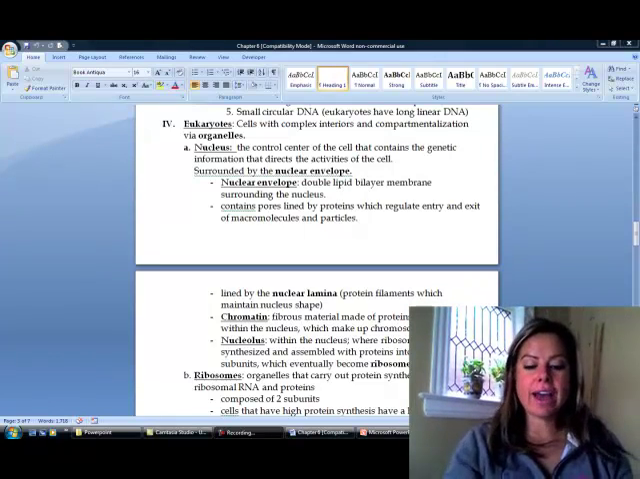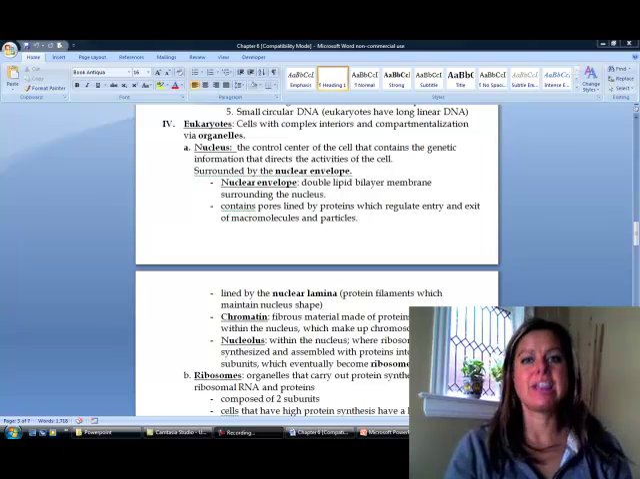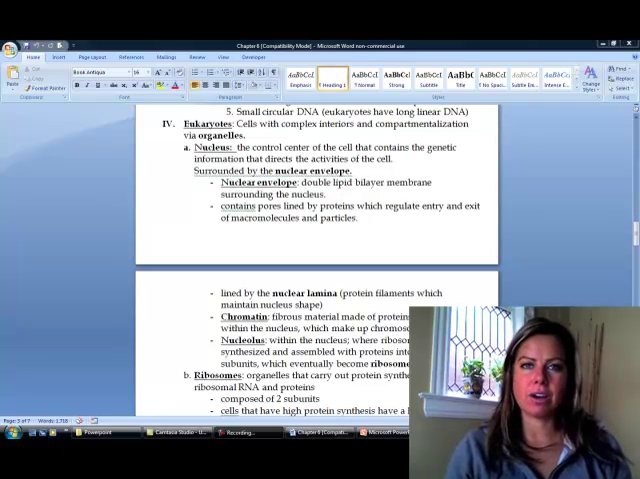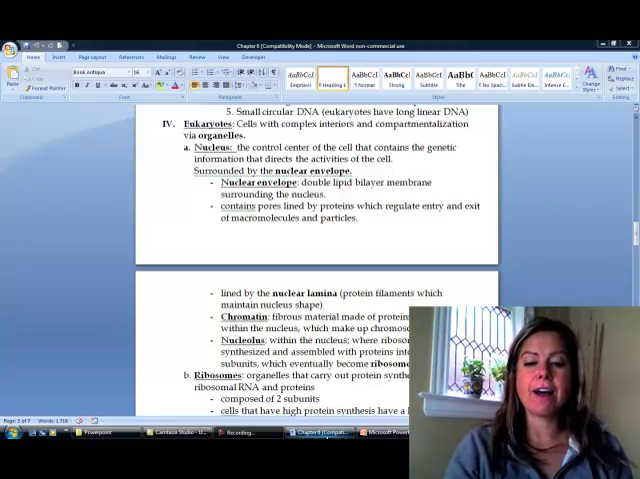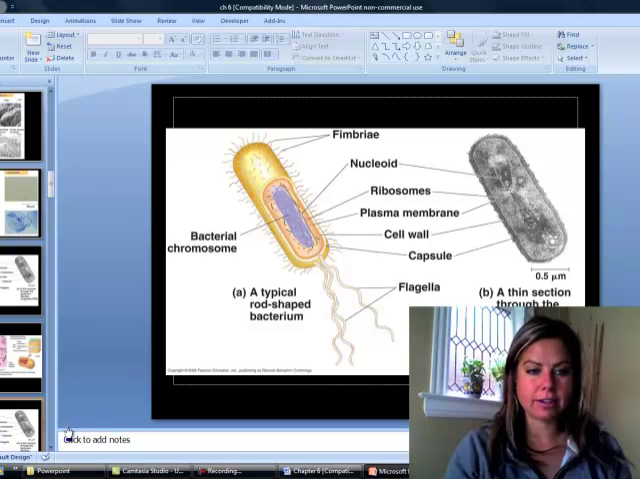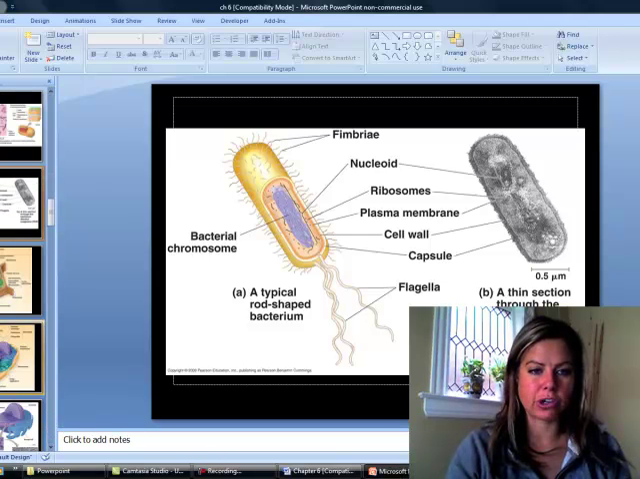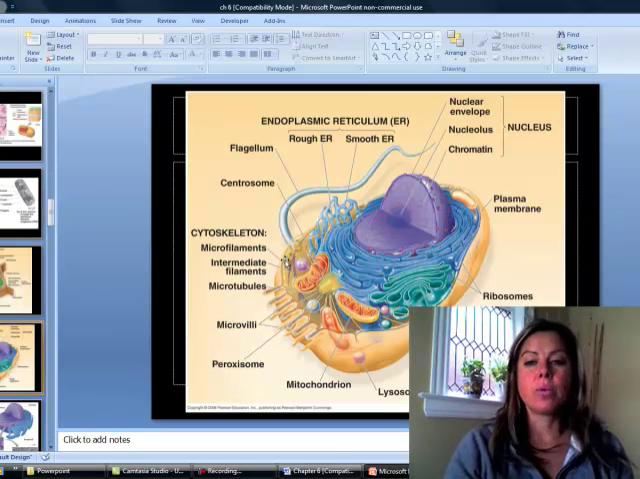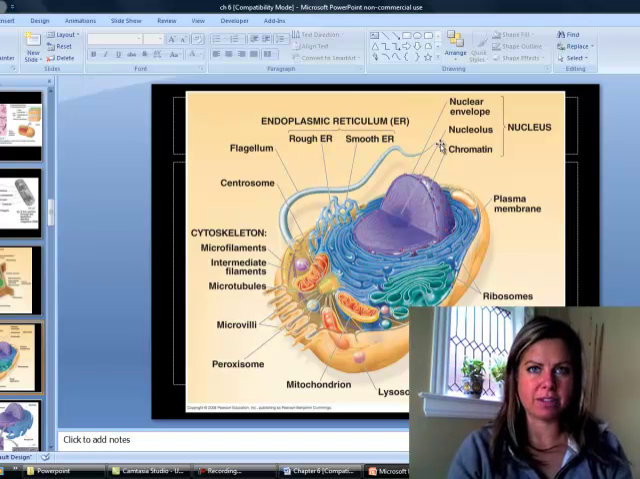Okay, so now we're going to get into eukaryotic cells. Eukaryotic cells are the type of cells that we have. What's going to make a eukaryote is that they're a little larger, and they also are going to have organelles. So what we're going to do is follow through this picture here and go through all of these different organelles and talk about the different jobs that they have.